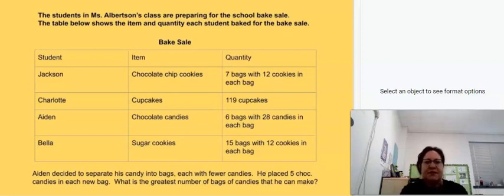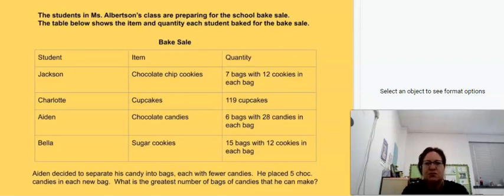Alright, so we're reviewing strip diagrams, and strip diagrams are just drawings that show that you understand a problem. This problem is: Aiden decided to separate his candy into bags, each with fewer candies. He placed 5 chocolate candies in each new bag. What is the greatest number of bags of candies that he can make?